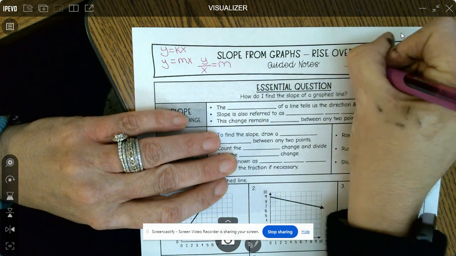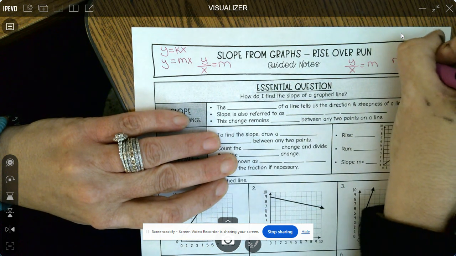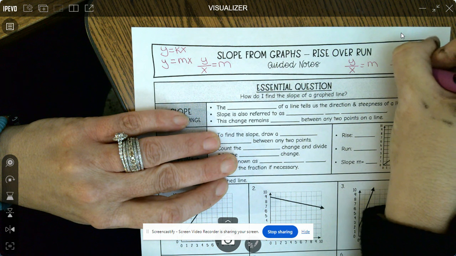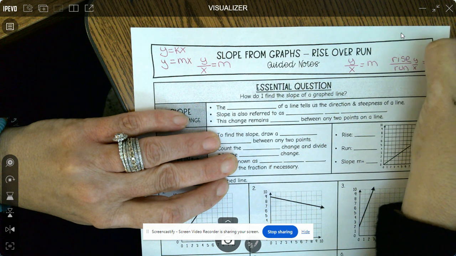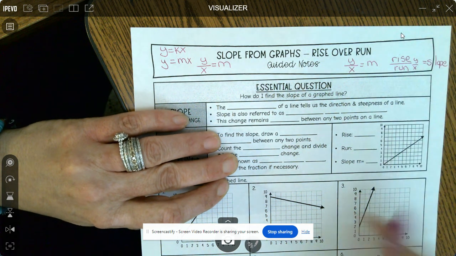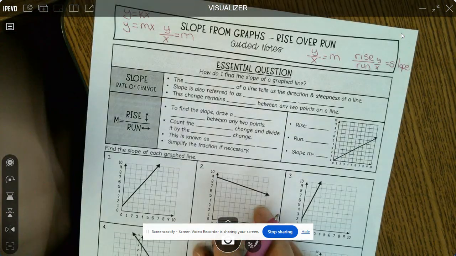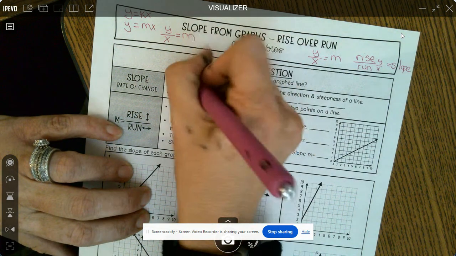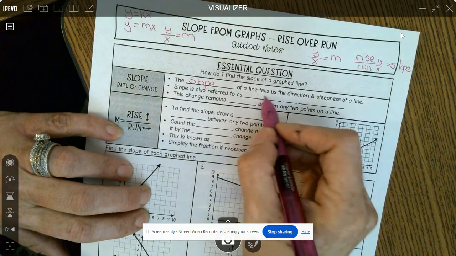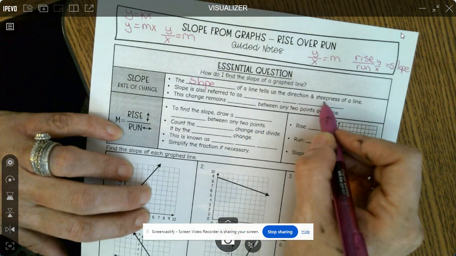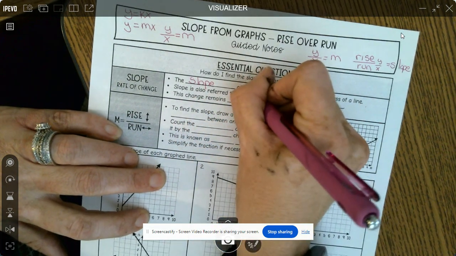All right. For you to figure out what slope is, you're also going to do, I'm going to write this over here, rise over run, which is y over x equals slope. And I'm just going to write this over and over and over again, just so you guys can understand it. All right. So the slope of a line tells us the direction and the steepness of a line. Slope is referred to as the rate of change.